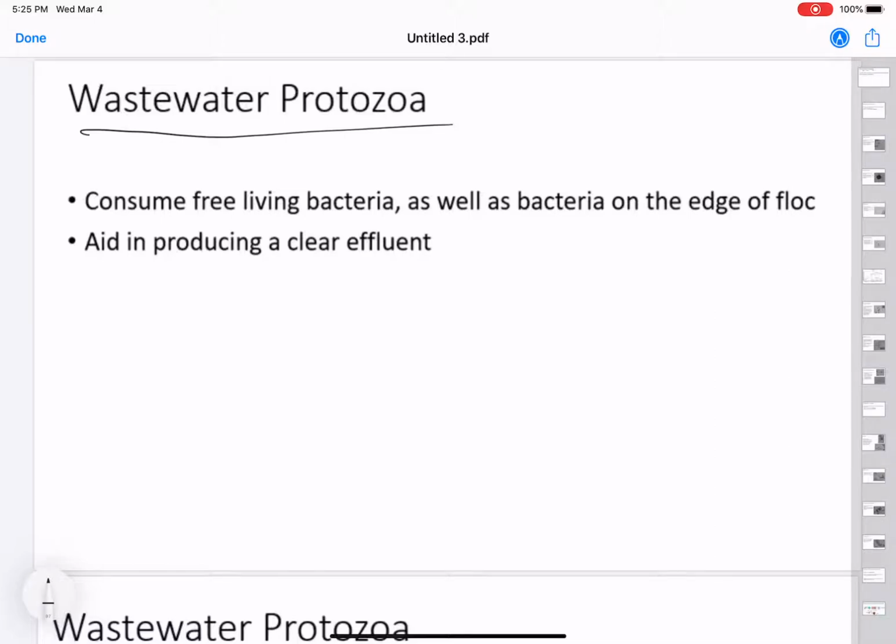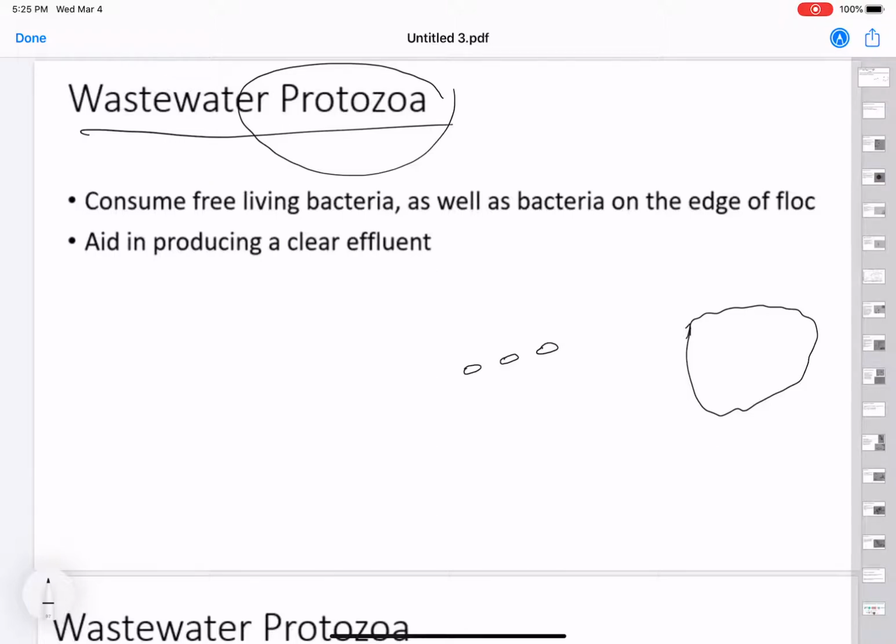Free living bacteria. You will see the samples or the video in a few minutes. The bacteria inside the wastewater are very small under the microscope. This type of microorganism will eat any free living bacteria. And of course, there is something called activated sludge floc. It's a big floc, or sometimes it will be broken down into small flocs.